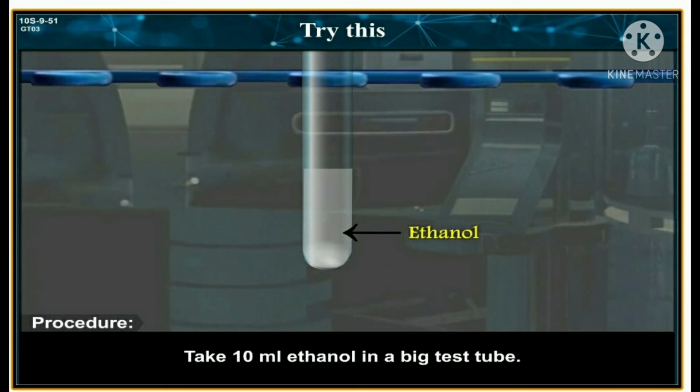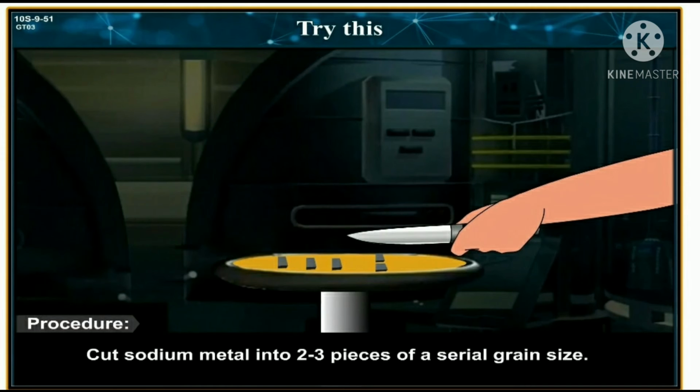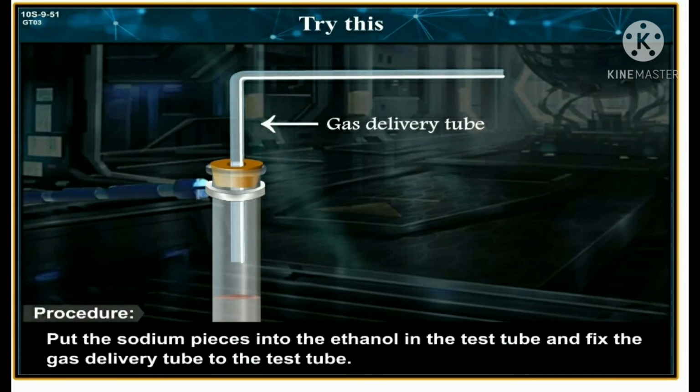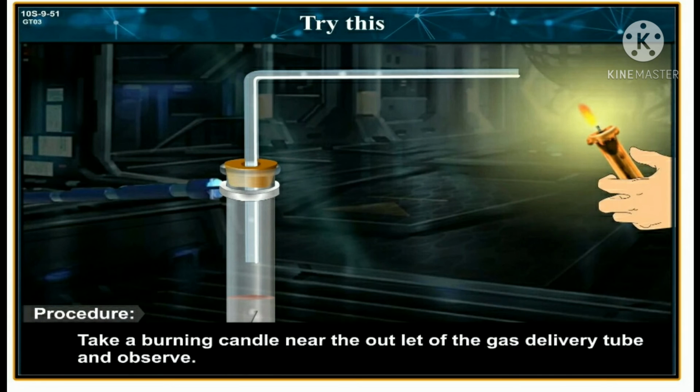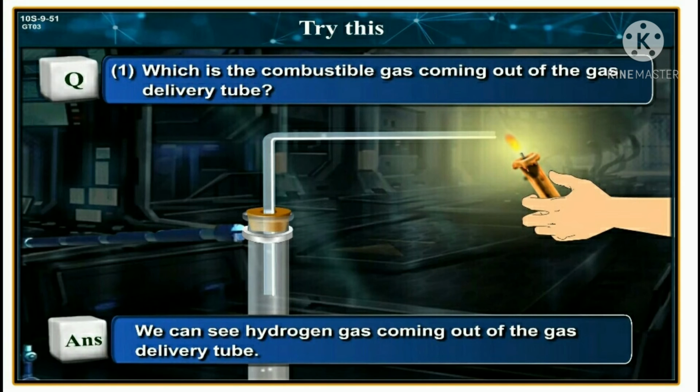10 ml ethanol in a big test tube. Cut sodium metal into 2-3 pieces of a cereal grain size. Put the sodium pieces into the ethanol in the test tube and fix the gas delivery tube to the test tube. Take a burning candle near the outlet of the gas delivery tube and observe which combustible gas is coming out of the gas delivery tube. We can see hydrogen gas coming out of the gas delivery tube.